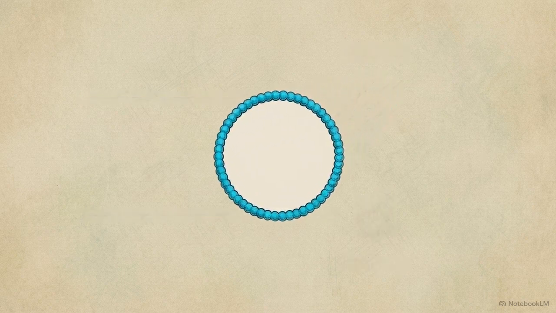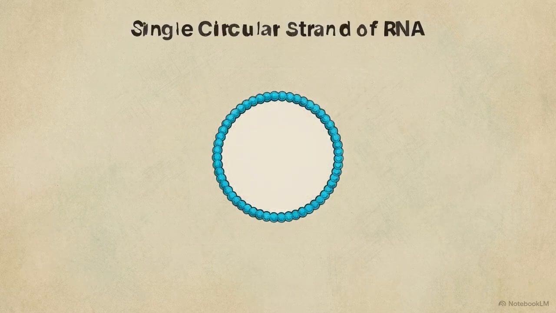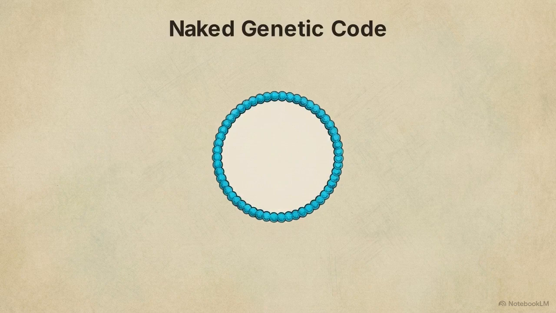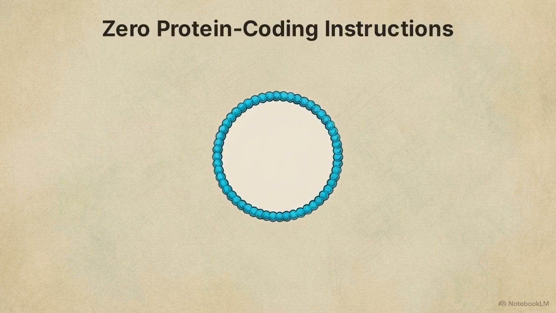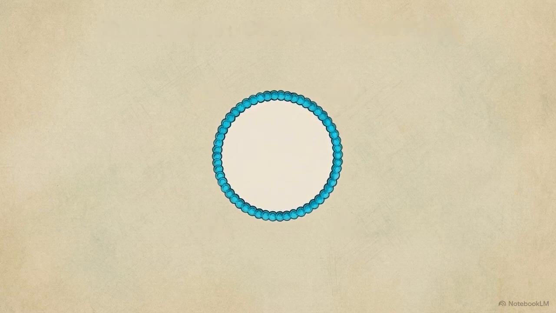Structurally, a viroid is stripped down to the absolute minimum. It is exclusively a single, incredibly tiny, circular strand of RNA. There is no protective protein coat and no outer capsid. It is completely naked genetic code. This extreme simplicity introduces an immediate biological limitation. The viroid contains zero genetic instructions to code for its own proteins. To survive, it relies on a purely parasitic reproduction strategy.